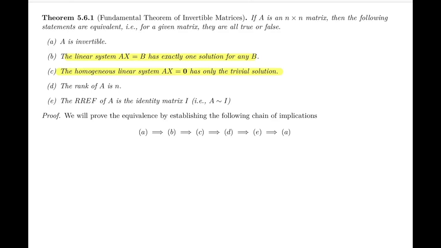So if we're using the same matrix A, but the system is homogeneous, then that unique solution will be the trivial one. That is equivalent to saying that the rank of A is n, the rank being the number of leading ones in its reduced echelon form. And that is equivalent to saying that the reduced echelon form of A is the identity matrix. In other words, A is row equivalent to I. So we're saying that all of these statements are equivalent to the statement A is invertible.